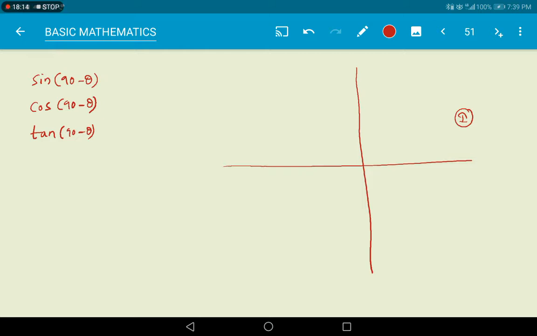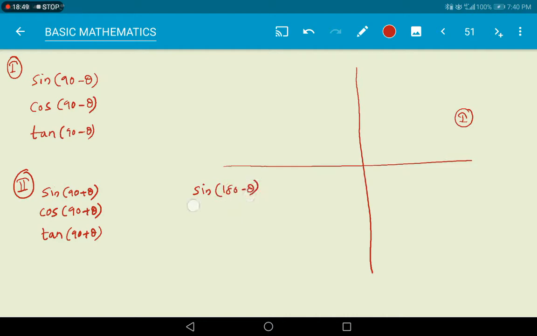Next, in the second quadrant, how can we write? This is the first quadrant, and in the second quadrant we are going to write sine 90 plus theta, cos 90 plus theta, tan 90 plus theta, or we can write sine 180 minus theta, cos 180 minus theta, tan 180 minus theta. Okay, in the second quadrant.